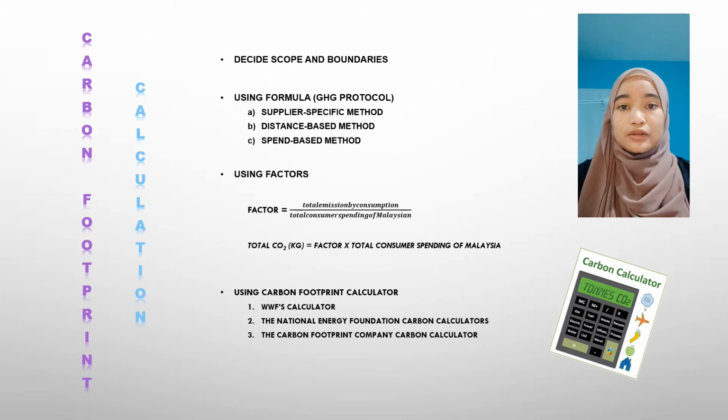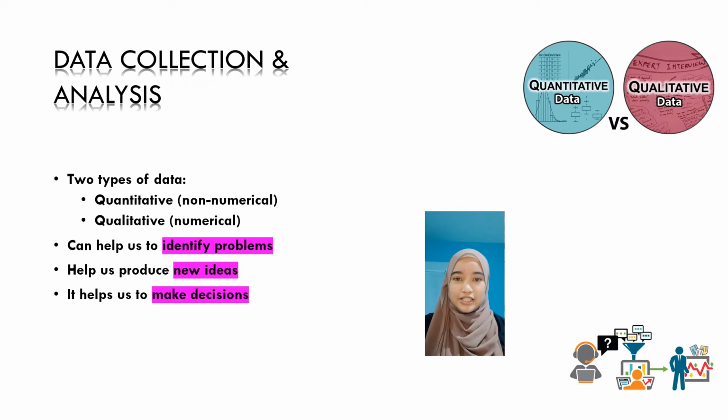For carbon footprint calculation, firstly we need to decide scopes and boundaries. Then we can use the formula from the GHG protocol, or we can use emission factors, or we can use a carbon footprint calculator. For data collection and analysis, we have two types of data, quantitative data and qualitative data. It helps us to identify the problems, create new ideas, and make decisions.